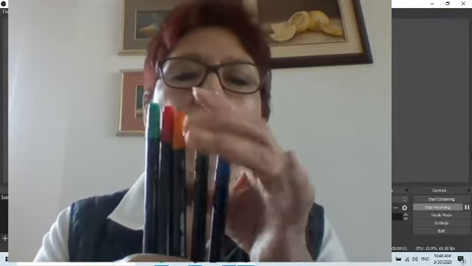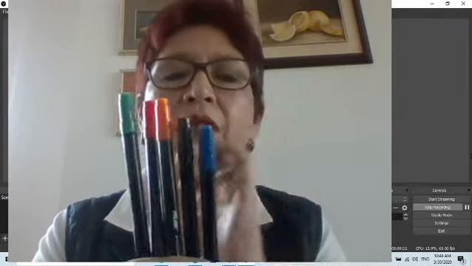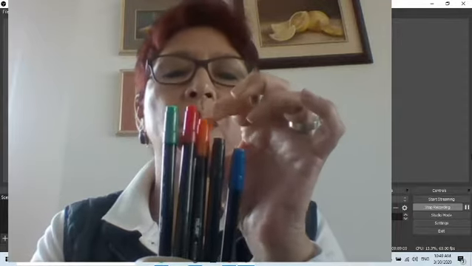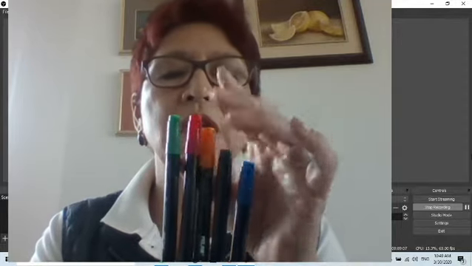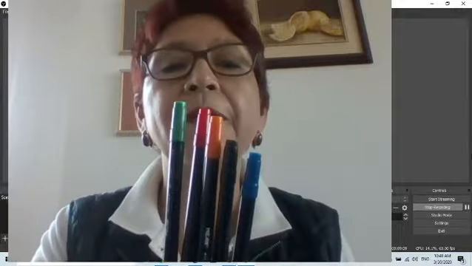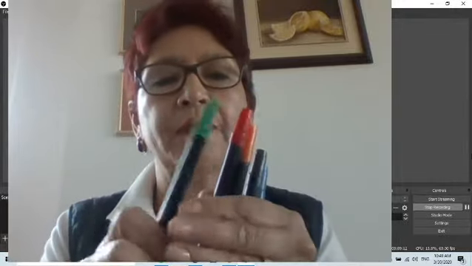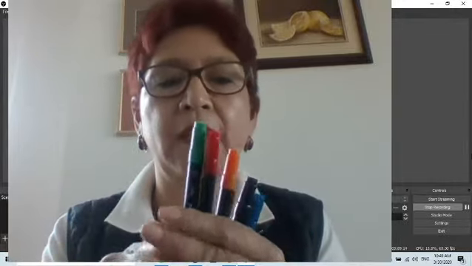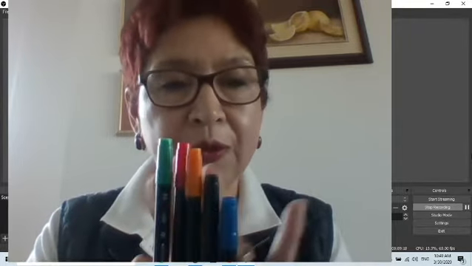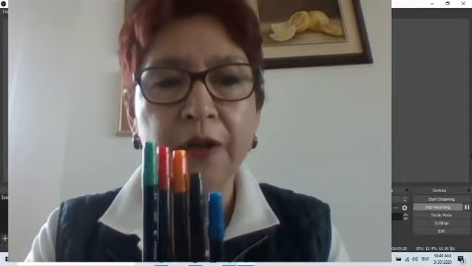The black is second. The orange is in the third position. The red is in the fourth position. And the green is in the fifth position. The green is the last one. Okay? So this is the position of my markers.